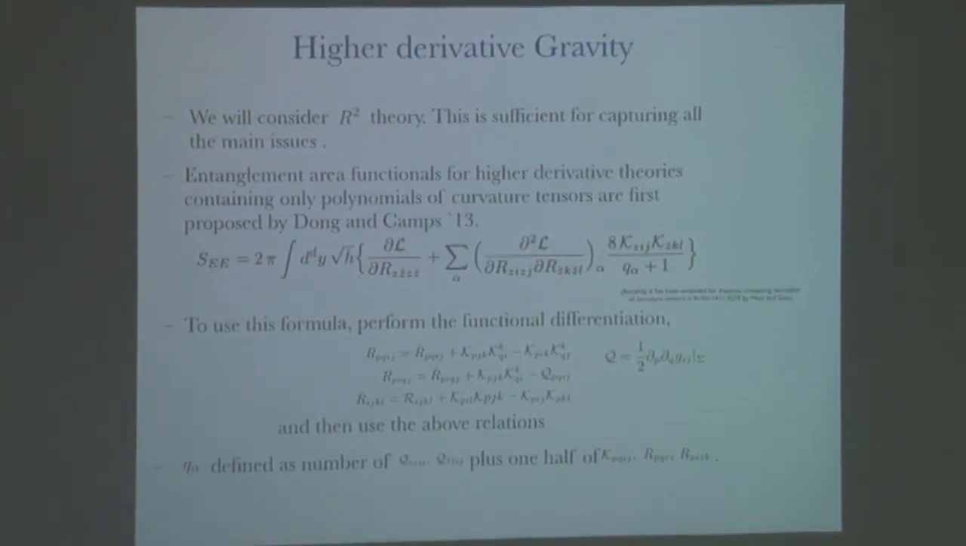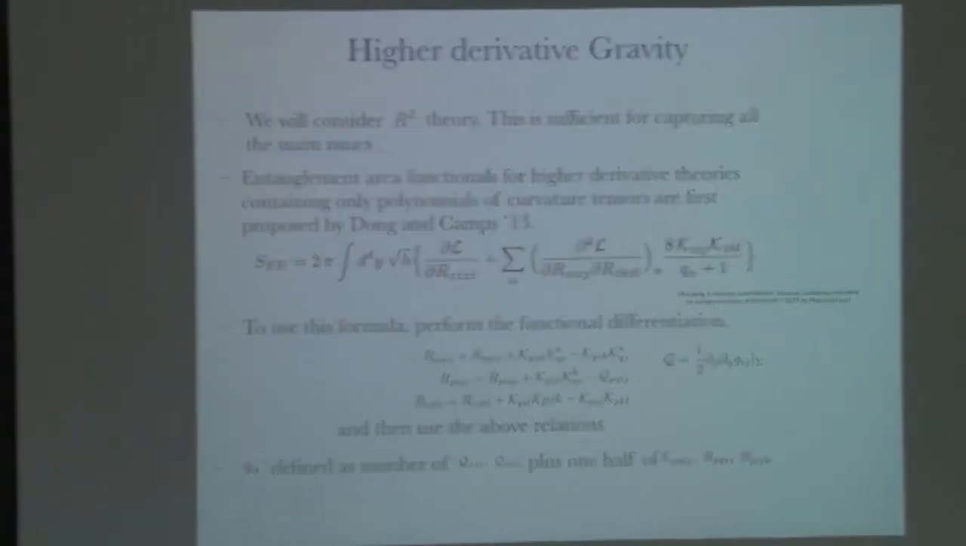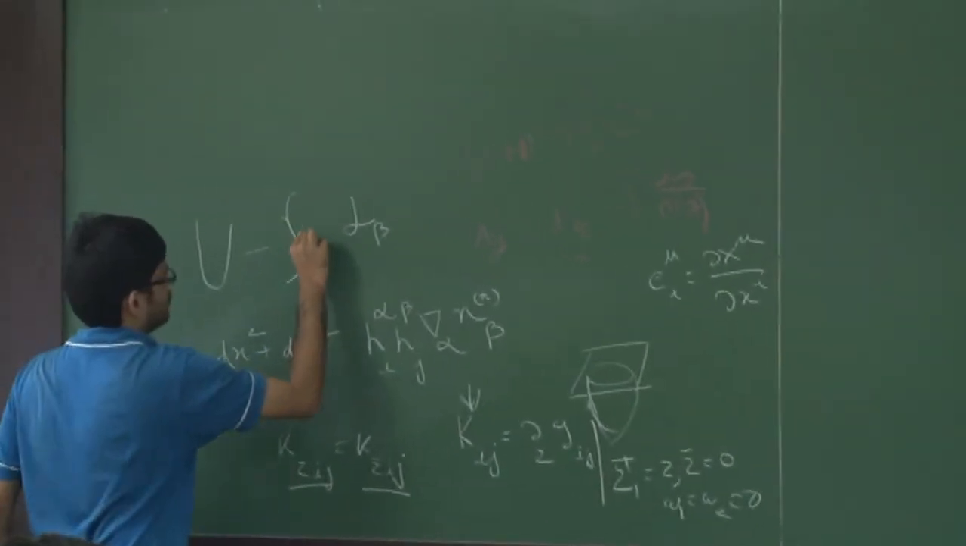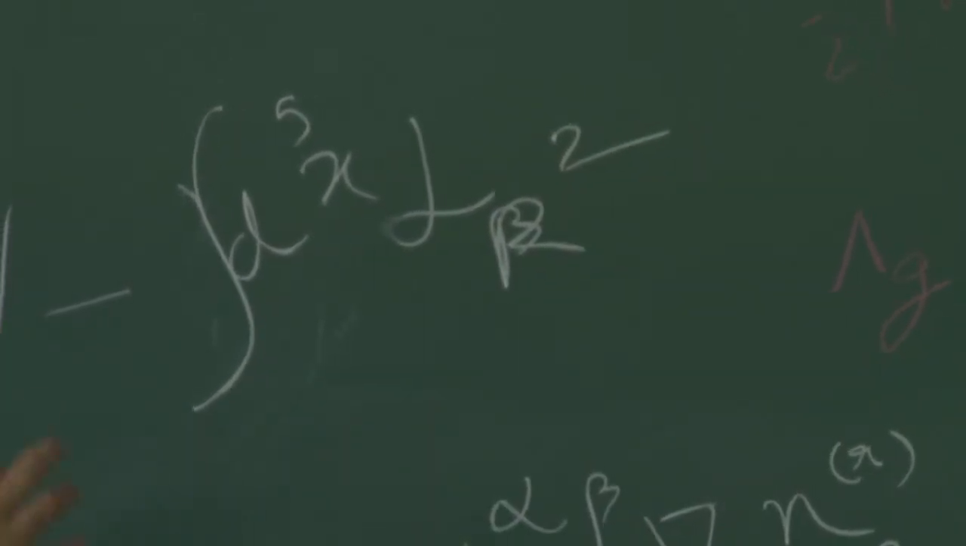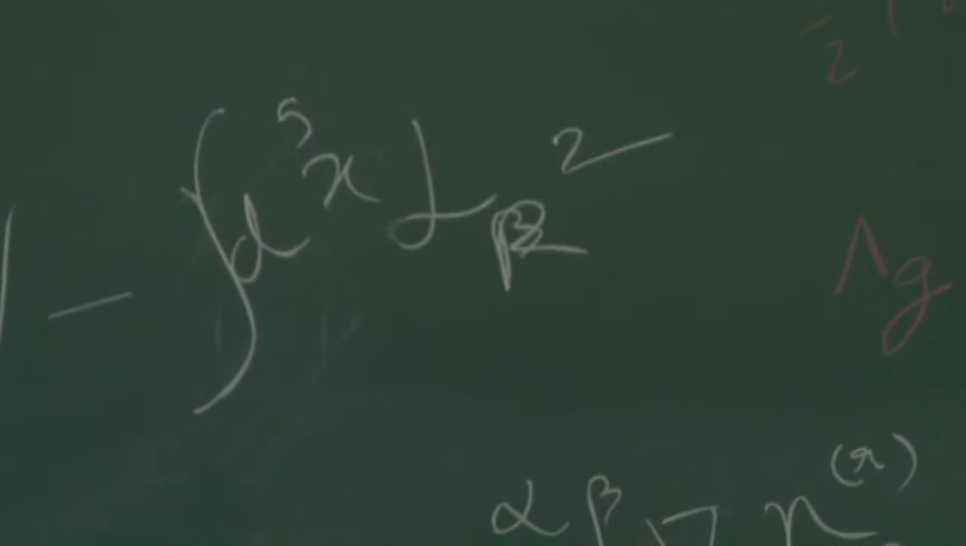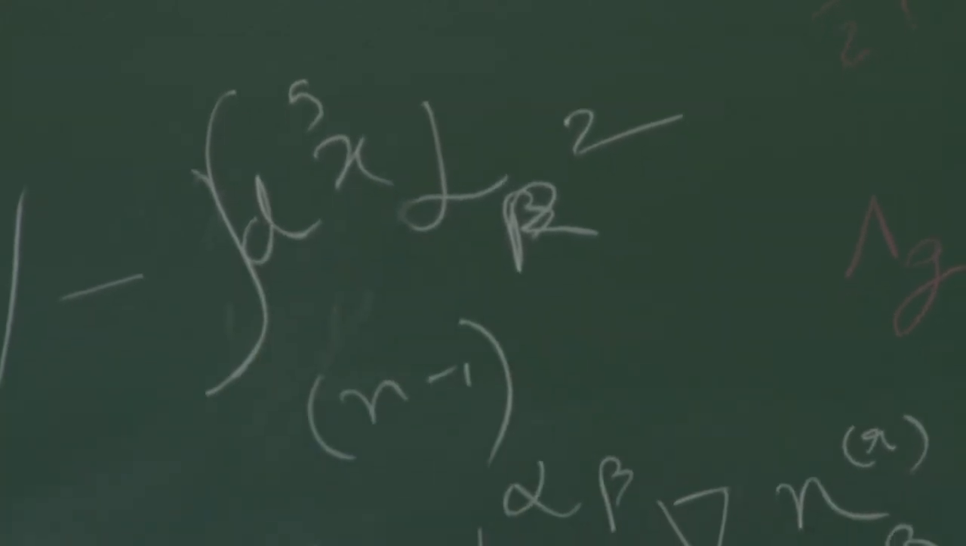To derive this formula, one actually starts with this R square action. For simplicity, I will consider five dimensions. So, the R square action will have the curvature polynomial. You just evaluate it on this conical spacetime and pick out the n minus 1 contribution from the total action, and that will give you this area functional.